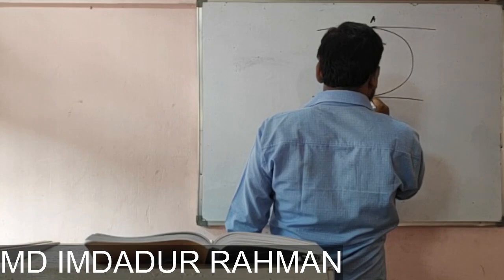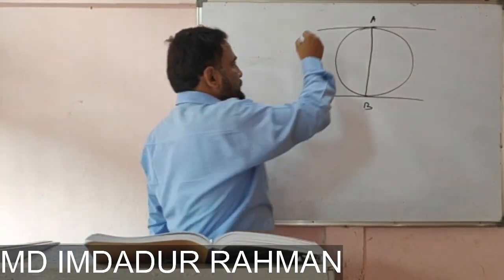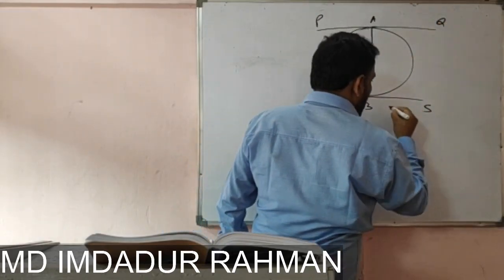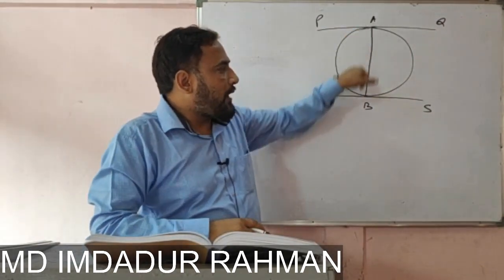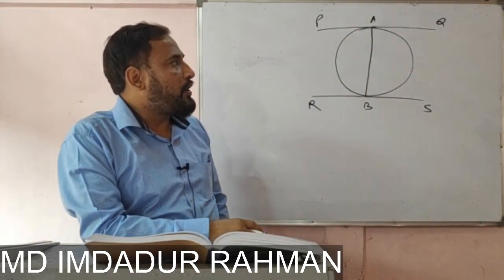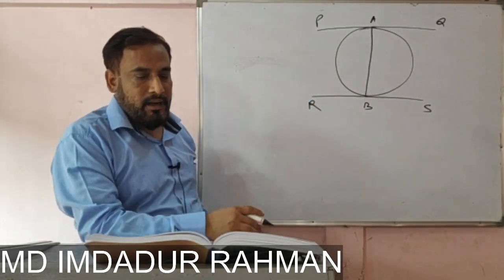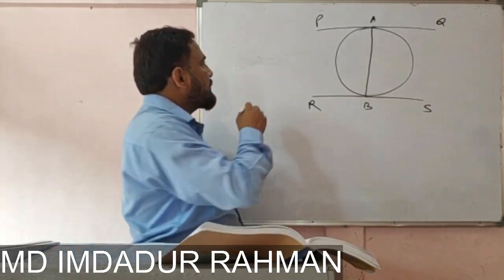Suppose PQ and RS are the two tangents drawn at the ends of diameter AB. We have to prove that this PQ and RS are parallel. So whatever we have drawn, let us write.